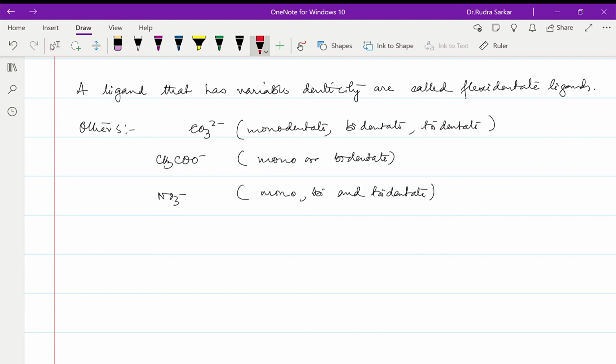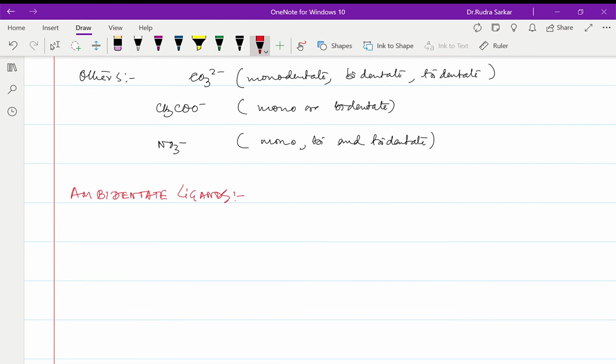Now, another terminology, ambidentate ligands. What are ambidentate ligands? The word ambidentate comes from ambidextrous. Ambidextrous means a person who can use both the right hand and the left hand equally.